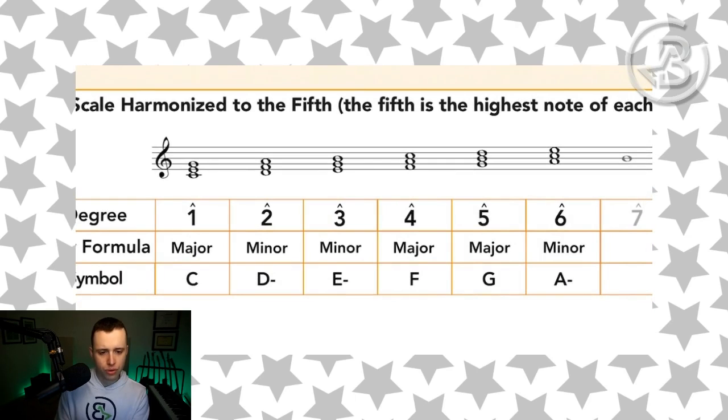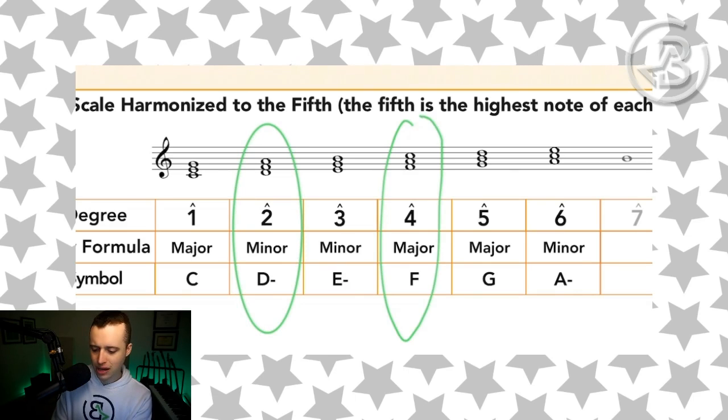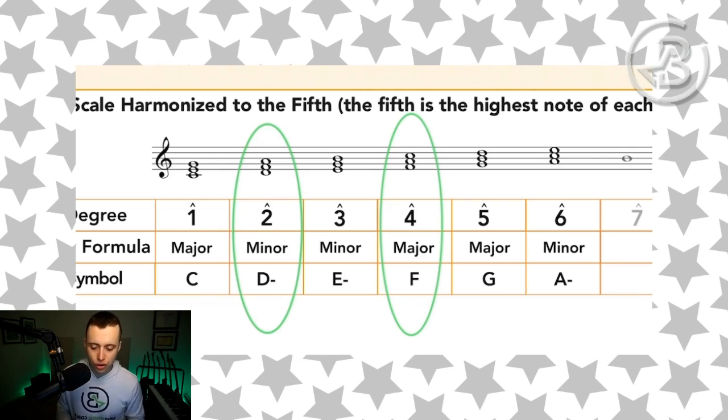And you can go through the rest of these triads calculating the interval between the root and the third and the fifth, and you will see that it lines up with major, minor, minor, major, major, and minor. So let's talk about the new triads that we have because we're harmonizing this scale to the fifth. A new triad we have is D minor. We've not seen that one before. We also haven't seen an F major before, which is exciting, but we have seen a C major, an E minor, a G major, and an A minor previously. So we have 2 new triads.